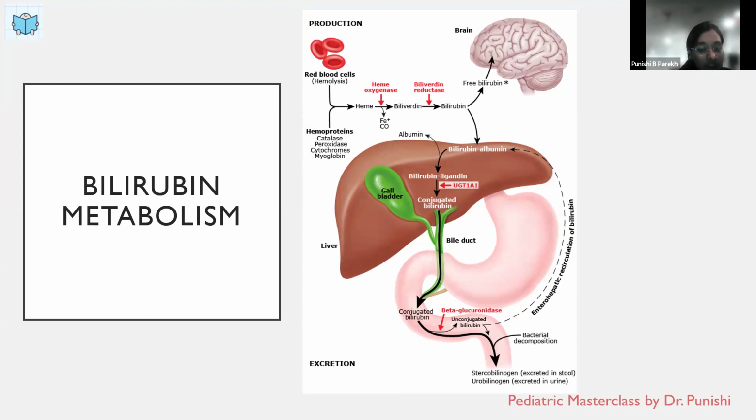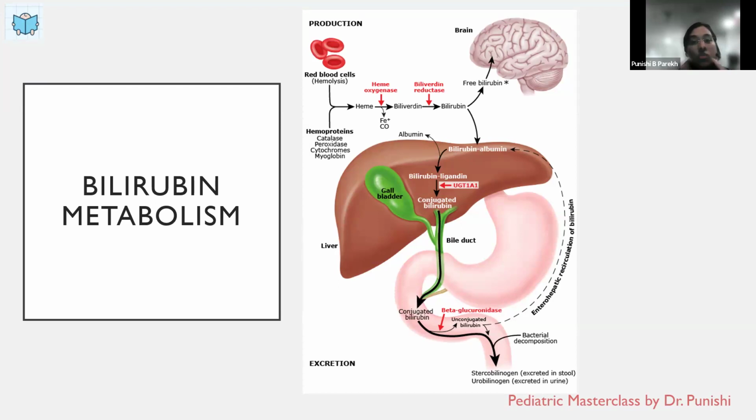Once it enters the gut, a majority of the bilirubin gets excreted either in the urine or the stool in the form of urobilinogen and stercobilinogen respectively. However, a small portion of this conjugated bilirubin undergoes deconjugation, and it gets converted into unconjugated bilirubin with the help of the enzyme called beta glucuronidase. And this unconjugated bilirubin, which does not get excreted out of the body, enters the enterohepatic circulation.